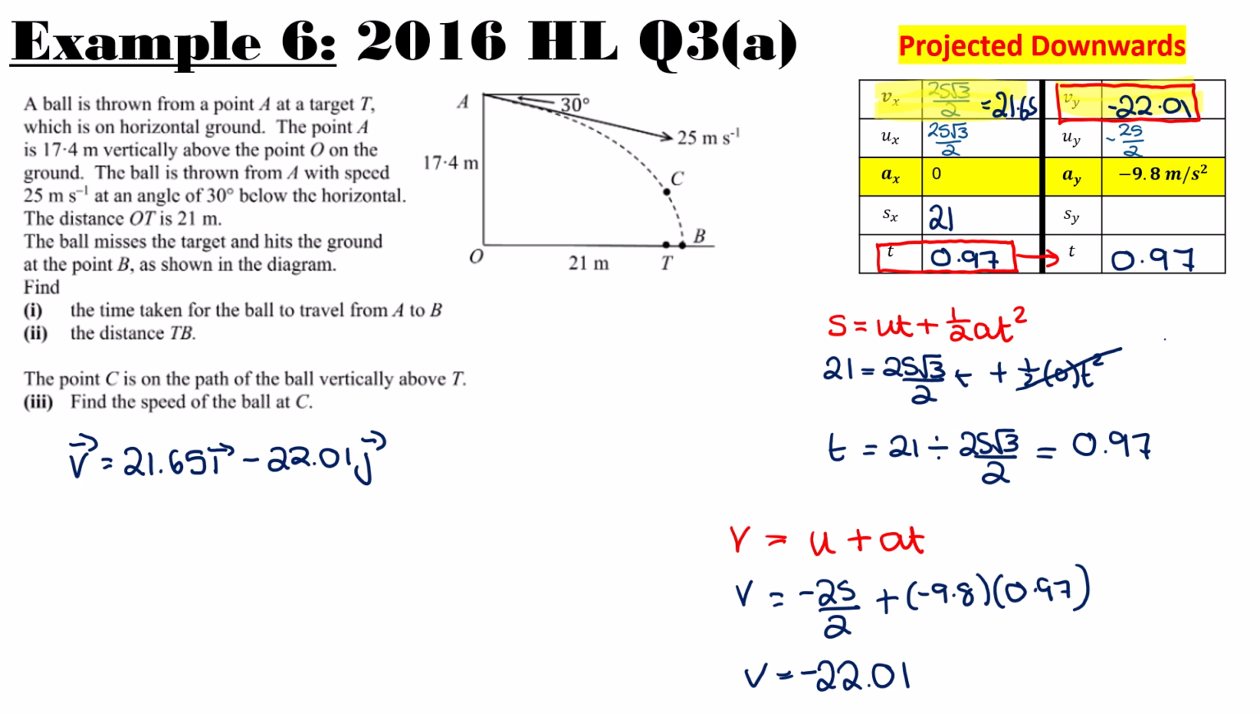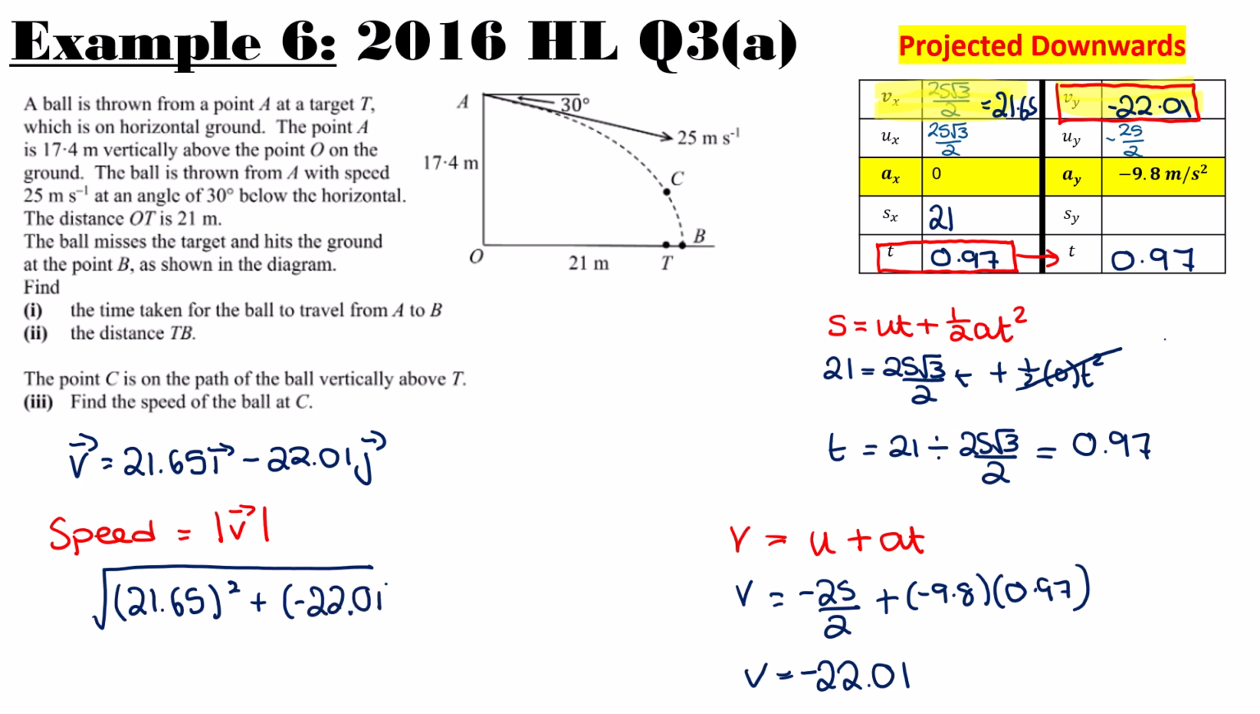And then the final step is they asked us for speed. So speed is equal to the magnitude of velocity, which means we're going to do the square root of 21.65 squared plus minus 22.01 squared. And when we do that, we get 30.87 meters per second. So a little bit of work in that part. It might seem straightforward if they're just asking for speed, but there's quite a lot of elements to that. Just be very careful with that projection downwards. Really focus on how that's named.